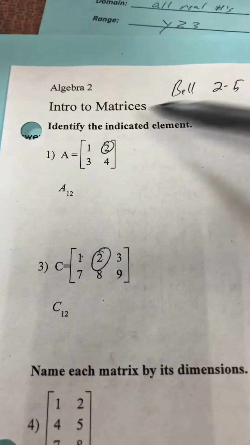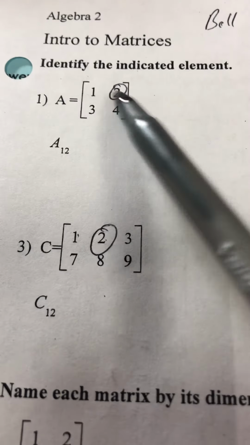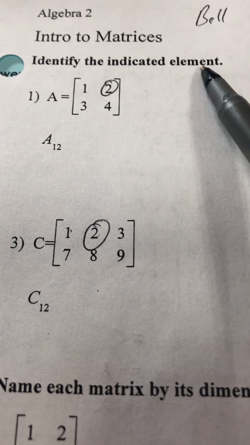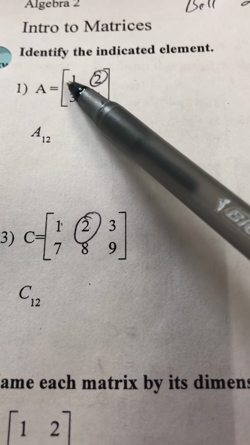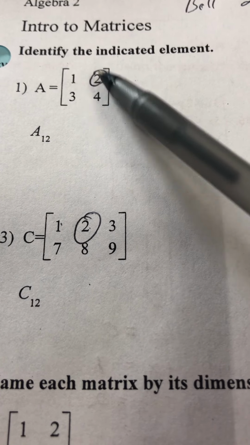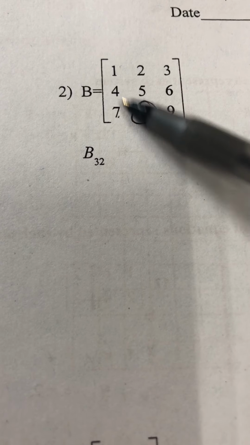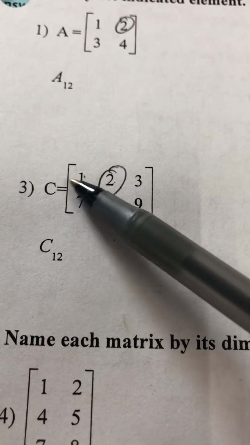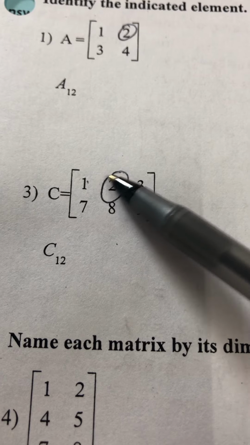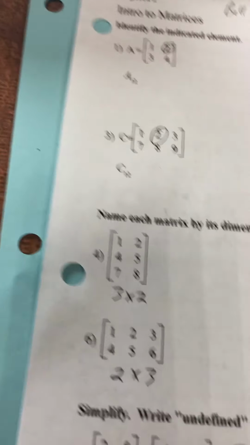I'm looking at the intro to matrices, and here we go. Basing on what we did yesterday, we are to identify the indicated element, and so we want 1, 2. So we stay in row 1, and we go to column 2. And that's going to be where we're at right there. This one is going to be row 3, column 2. So that's 8. This one is going to be row 1, column 2. That's going to be our element that we are concerned with there.